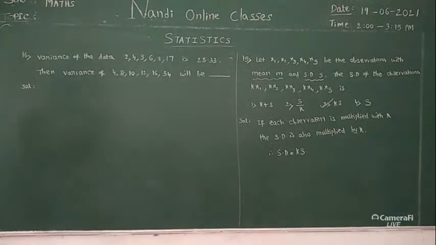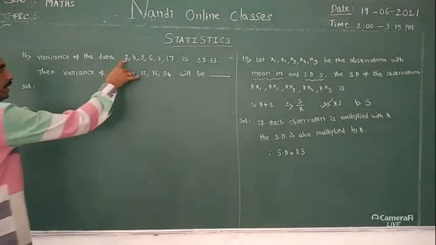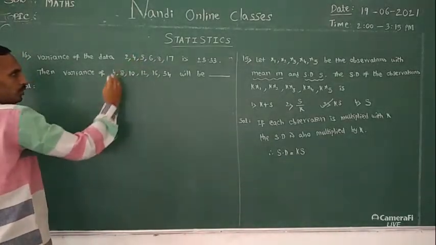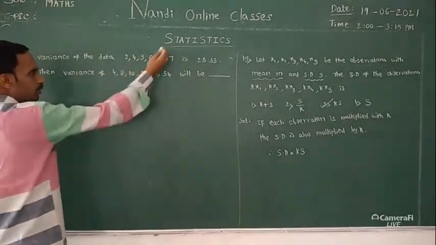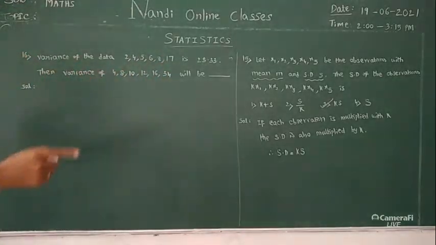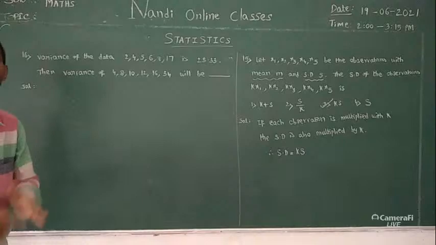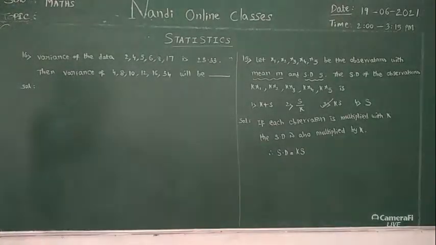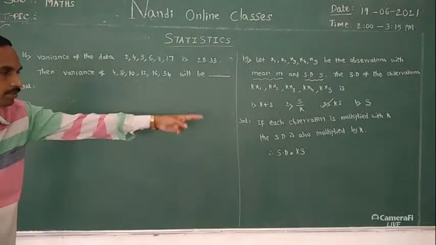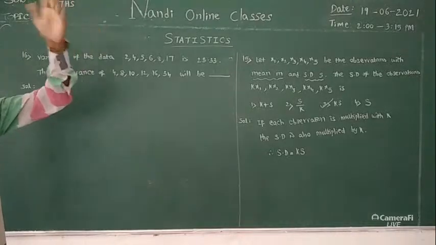If you observe the observations, each observation is multiplied by 2. 2 twos are 4, 4 twos are 8, 5 twos are 10, 12, 16, 34. What is the new variance? If each observation is multiplied by k, then variance is multiplied by k square, not k. That is, standard deviation is multiplied by k. Variance is multiplied by k square.